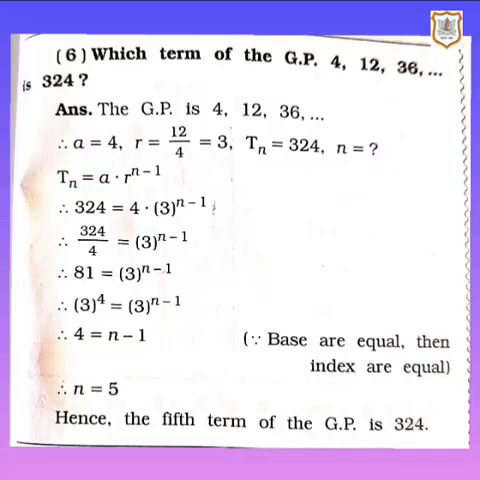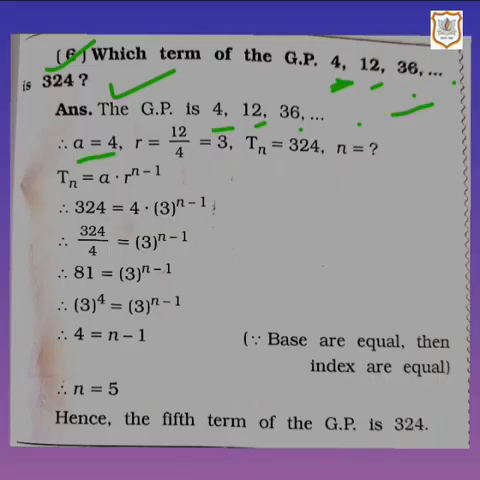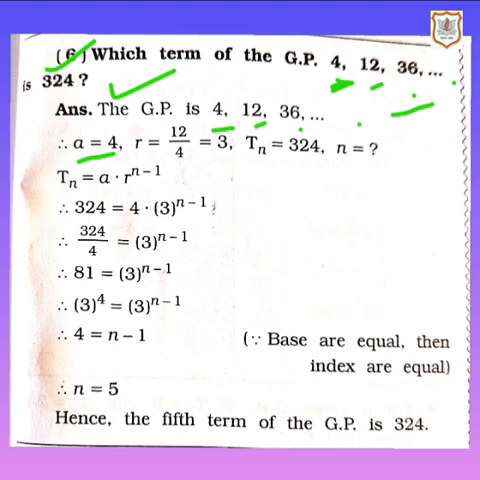Let's continue with sum number 6. Which term of GP 4, 12, 36 is 324? So here the geometric progression is given 4, 12, 36 up to dash dash dash. And so here first term is A, first term is 4, that will be A. So A is 4. If we want to take out common ratio, that can be 12 upon 4, that means second term upon first term. So R here is 3.